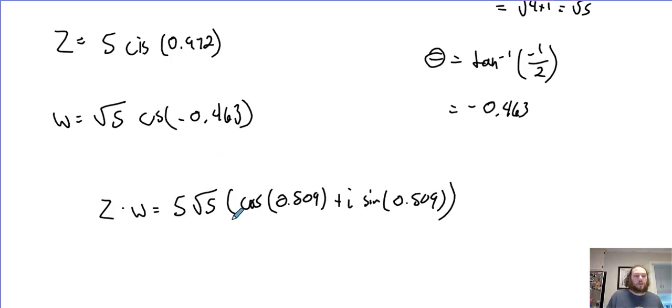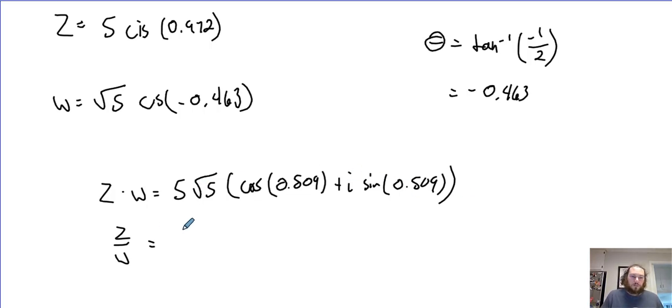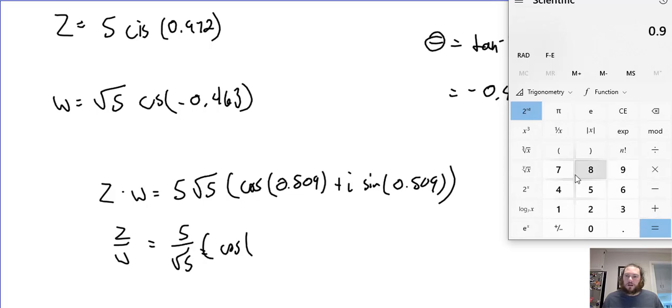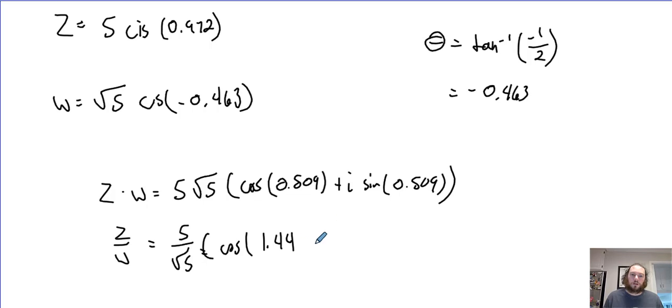There's our answer, right? If I wanted to divide z and w, I could do it by finding the conjugate of w, multiplying the top and the bottom by the conjugate, expanding, simplifying, going through that whole process like we did previously, or I could do it with de Moivre's theorem and do r1 divided by r2, and then the cosine of theta 1 minus theta 2, so we get 0.972 minus -0.463, and we get the cosine of 1.44 plus i sine 1.44.